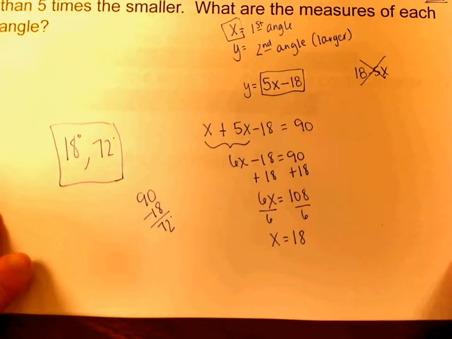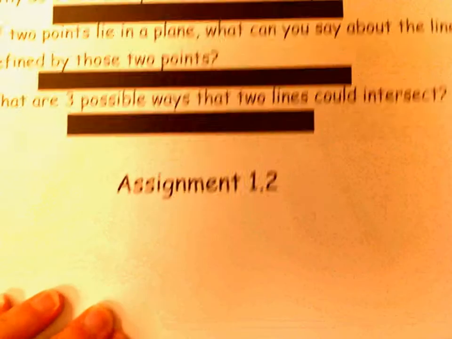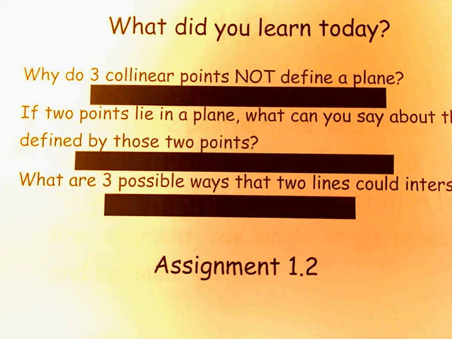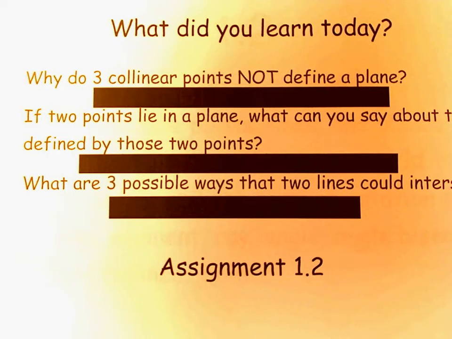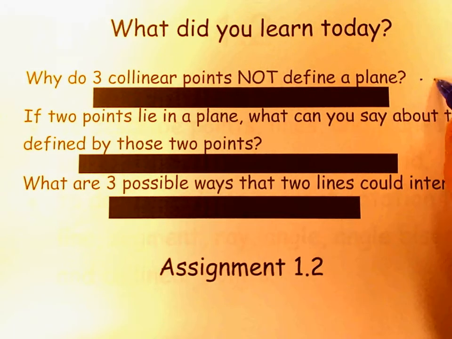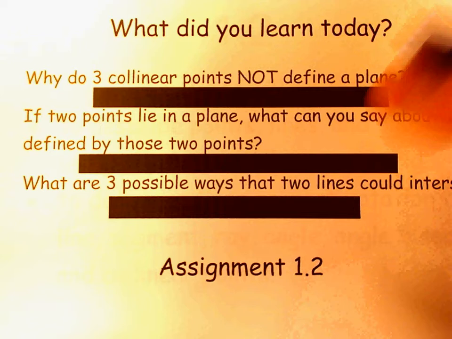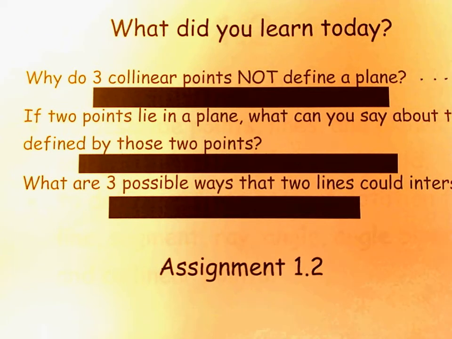All right, so before we leave today, I want to make sure there's some things that you learned, okay? Why do 3 collinear points not define a plane? Remember we talked about that. If I have 3 collinear points, there's infinitely many planes that can go through those 3 points. They have to be non-collinear to represent a specific plane.